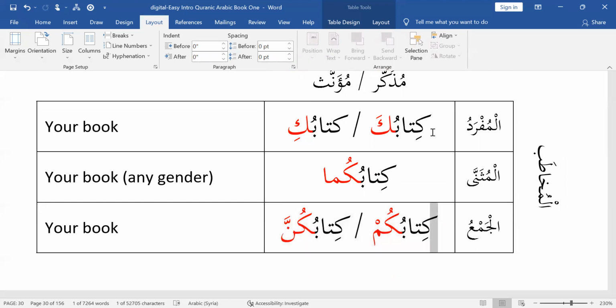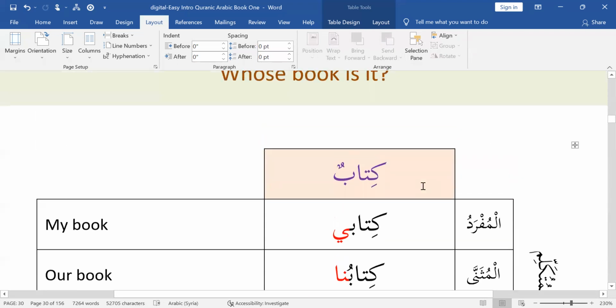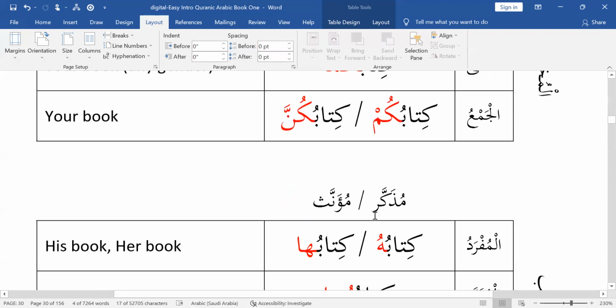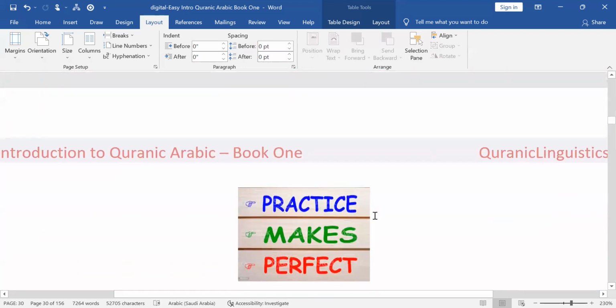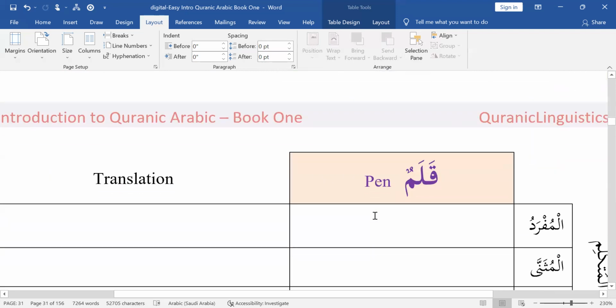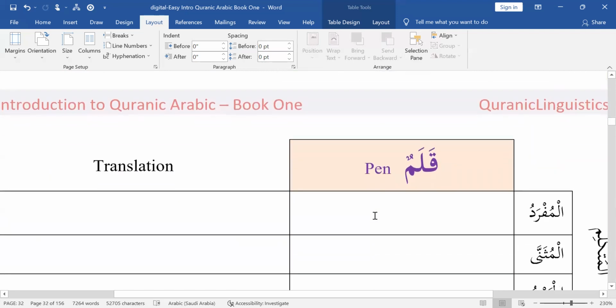For the boys, you say kitabukum. For the girls, you say kitabukunna. And if it's a mixed crowd, you go with kitabukum. So these are all connected pronouns that tell us whose book is it. Next, you have a practice. Complete this practice for kitab, then complete the practice for qalam.